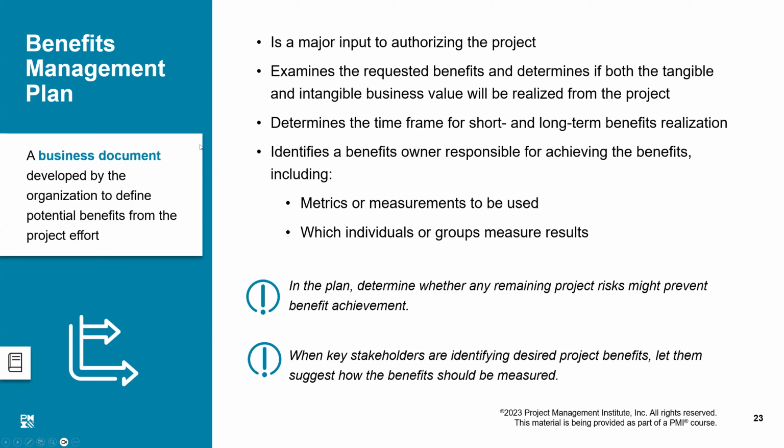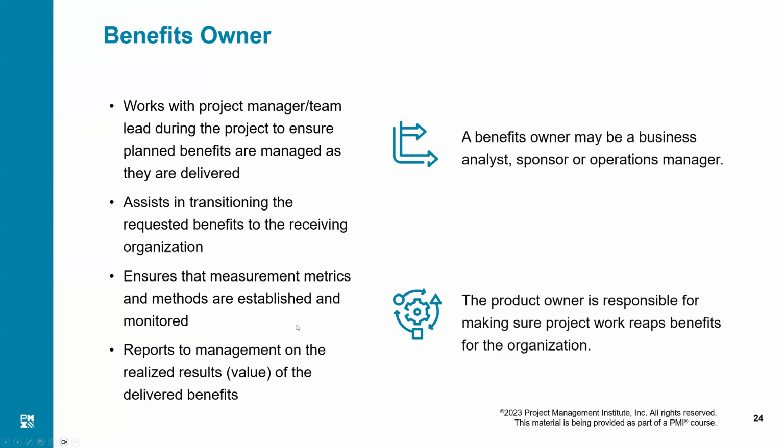And for measuring the benefit, we must have some measurement mechanism, metrics, etc., and which individuals or groups measure results. Naturally, we have to decide that. About the benefit owner, who works with the project manager and team lead, whomsoever is going to own, like the customer is a benefit owner. If the customer is a benefit owner, we will hand over the benefits in whatever shape, incomplete or complete, to them, and they will learn from us how to process it, and then it is their responsibility.